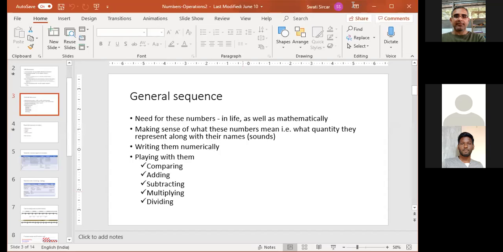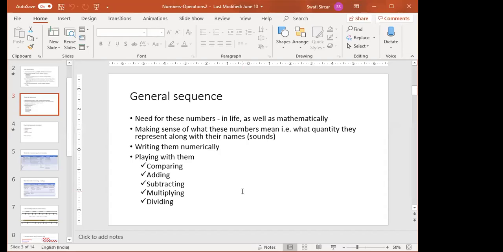Yeah, so the first three, basically, the need. We looked at the need for fractions in both textbooks. Making sense of these numbers, what it means, what quantity they represent along with their names, etc. And writing them numerically. Now you realize that when you go into improper and mixed fractions, then those things need to be looked into again.